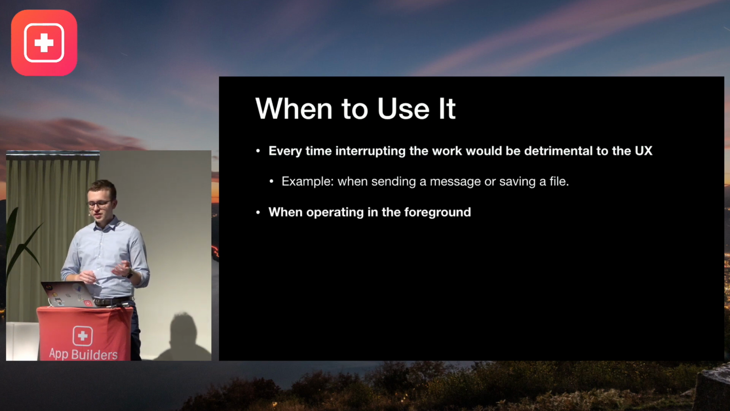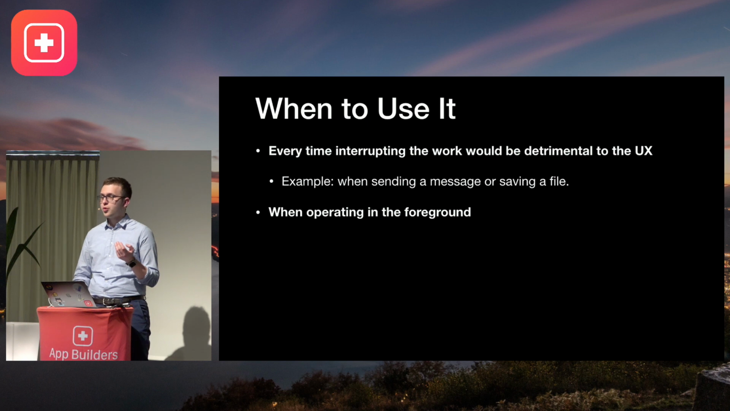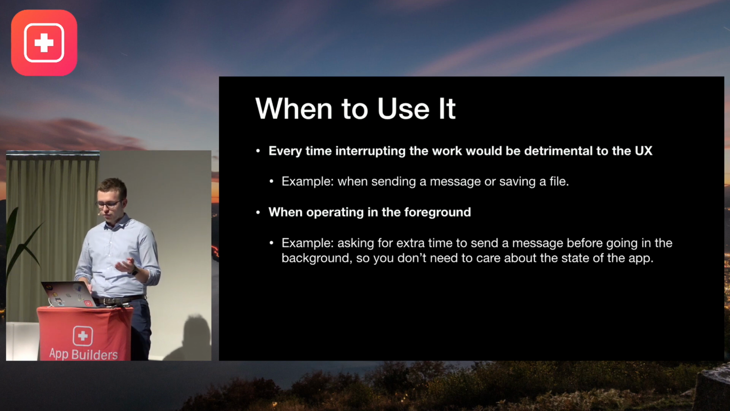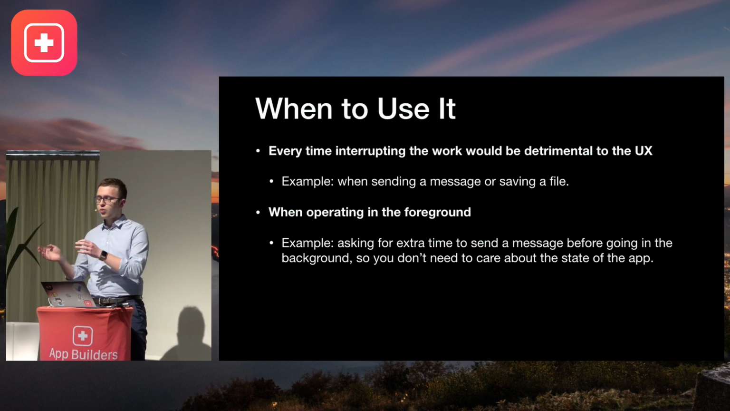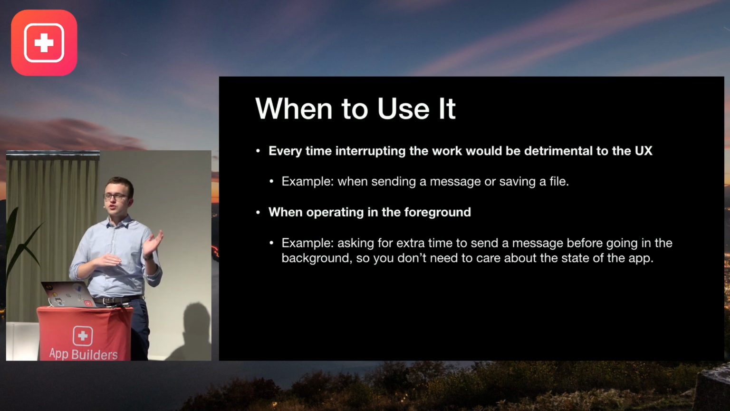An even better practice is to actually use background tasks when you are operating in the foreground. For example, if you start sending a message and the user closes the app immediately after they hit the send button, you will start making the request, but then you can end up in this weird state where the background flow is starting, but your network and processing code doesn't know, so everything might fall through and the message will not be sent.